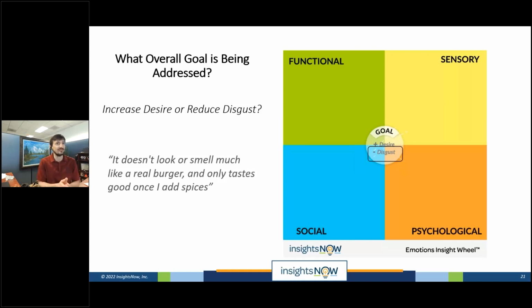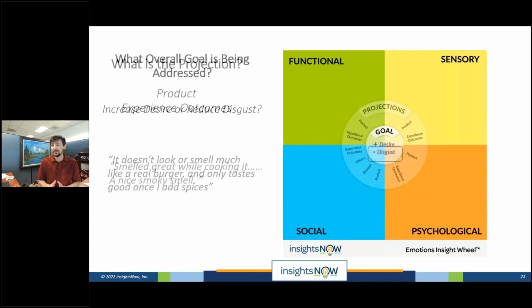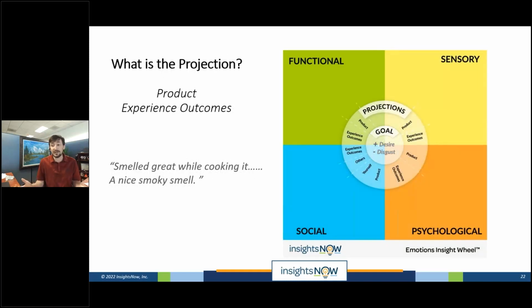Hopefully that makes sense to you. So am I enhancing a positive or removing a negative? In this case, the product experience she's talking about is removing a negative in her life. That's an important distinction when it comes to understanding how to communicate, how to advertise, how to get relational with these people. Next, we can look at projections.